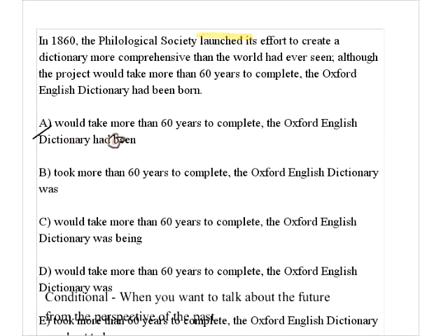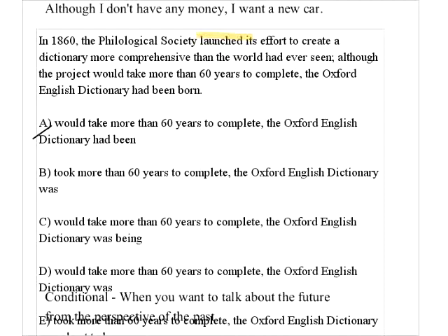Although the project took more than 60 years, it was born. What do you mean, although it took more than 60 years, it was born? Those two things aren't in conflict. The word although creates conflict. Watch, like, although I don't have any money, I want a new car. See how there's conflict there? Like, I don't have any money, but I want this new car. That's what although is for.